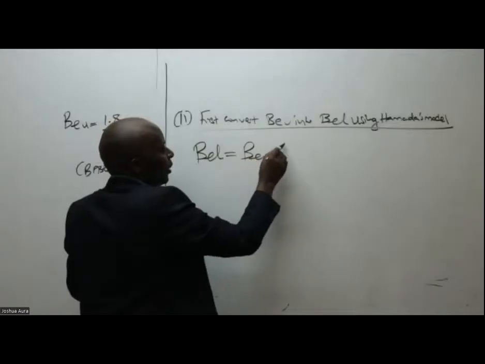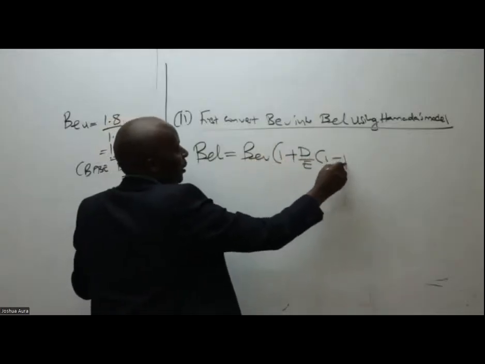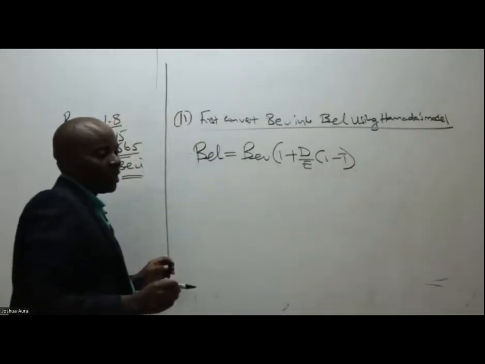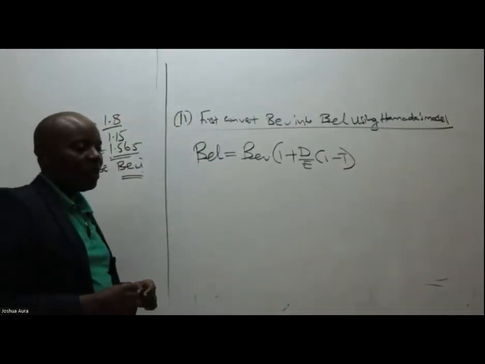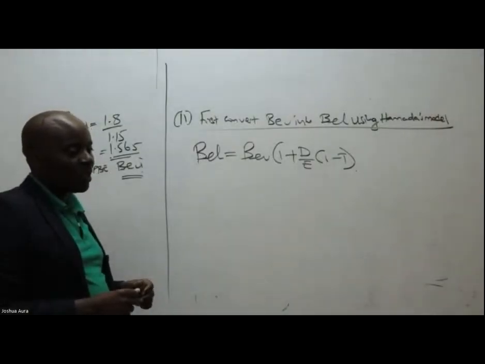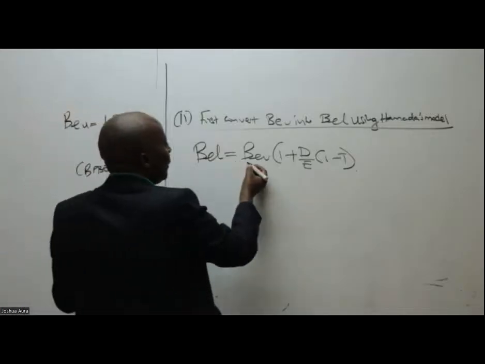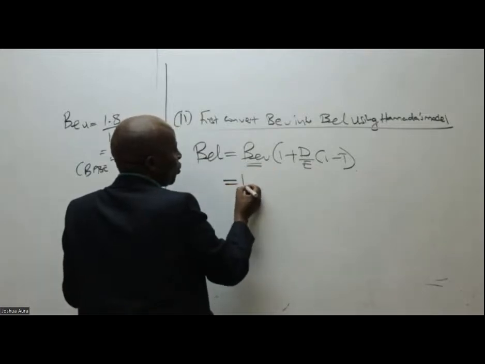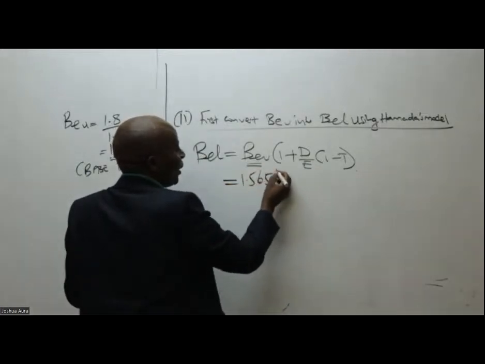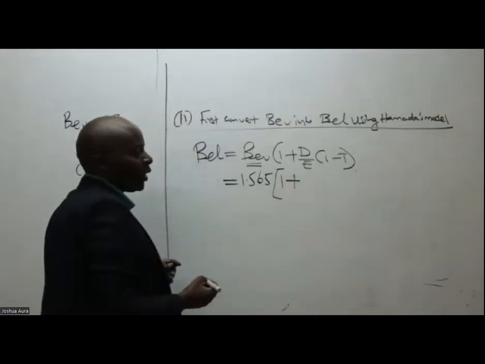Using Hamada's model, we know the formula: BEL equals BEU into 1 plus debt over equity into 1 minus taxation. So, ladies and gentlemen, remember, I have this BEU. BEU is 1.565 into 1 plus debt to equity.